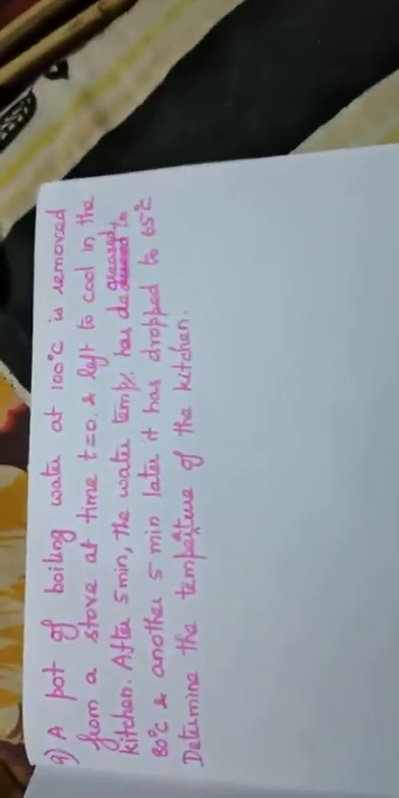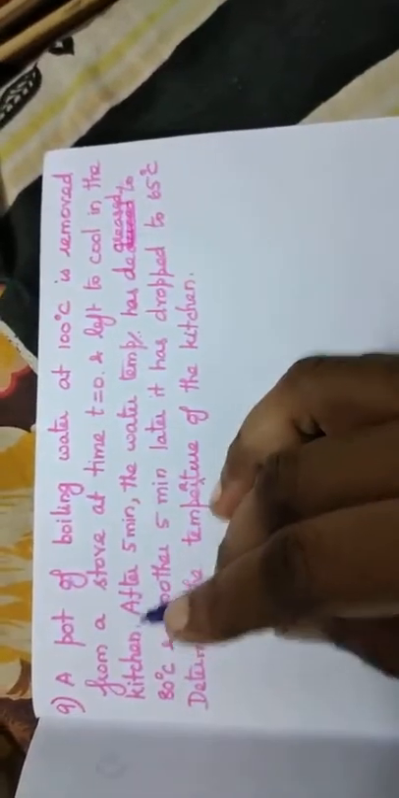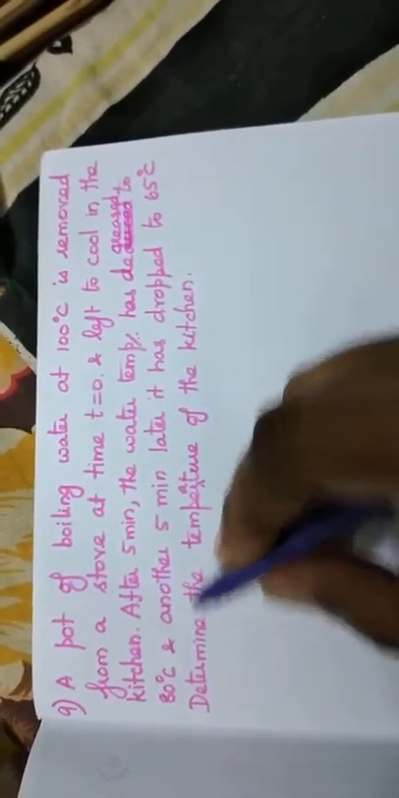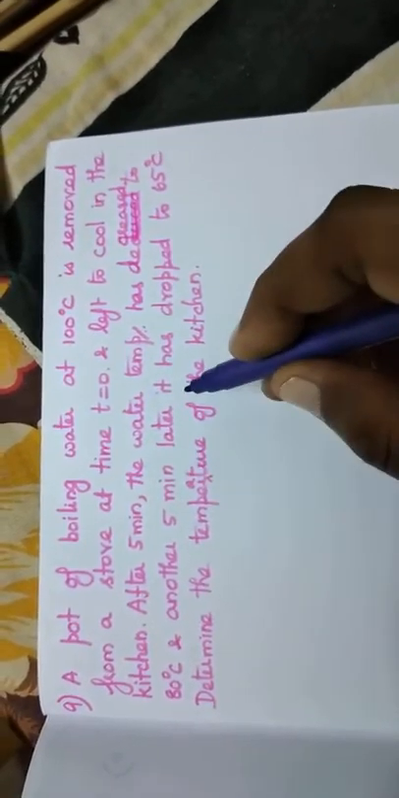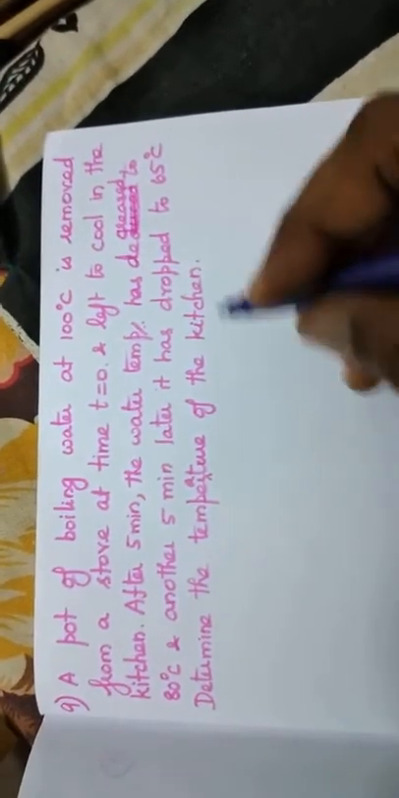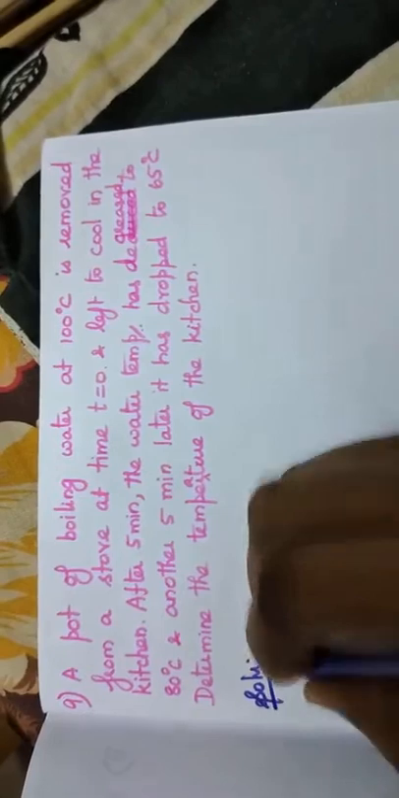A pot of boiling water at 100 degrees Celsius is removed from a stove at time t equal to 0 and left to cool in the kitchen. After 5 minutes, the water temperature decreased to 80 degrees Celsius, and another 5 minutes later, it dropped to 65 degrees Celsius. Determine the temperature of the kitchen. What do they ask? They ask for the room temperature.